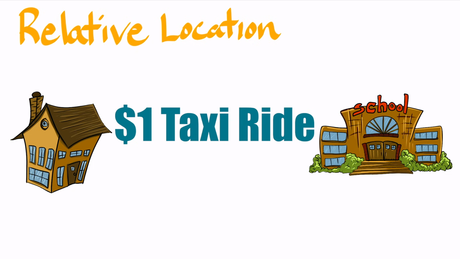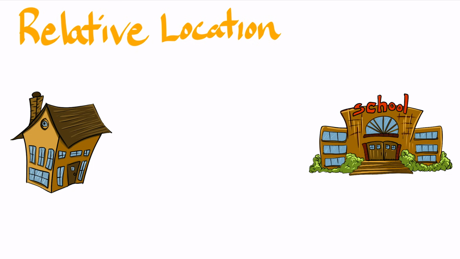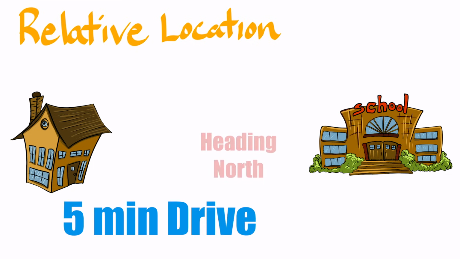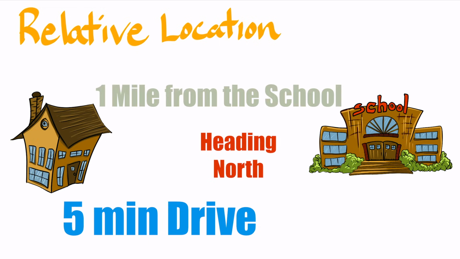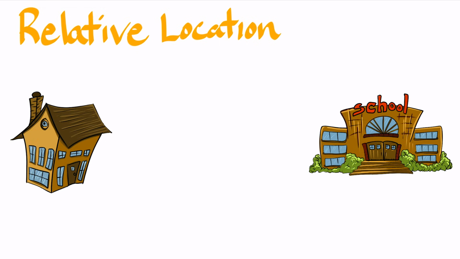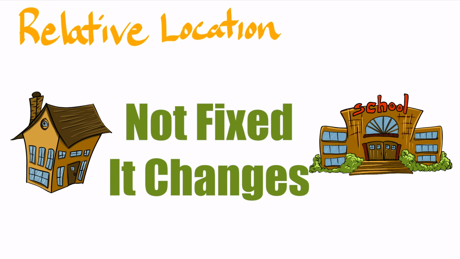And of course you could combine them in various ways. My house is a 5-minute drive heading north 1 mile from the school. So the main takeaway from the relative location is that it's not a fixed location. Relative location is used regularly in common conversations. But sometimes a relative location is not very useful. In those moments, we will use an absolute location.